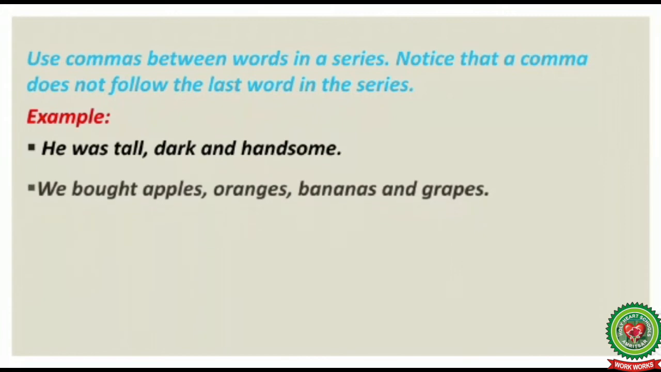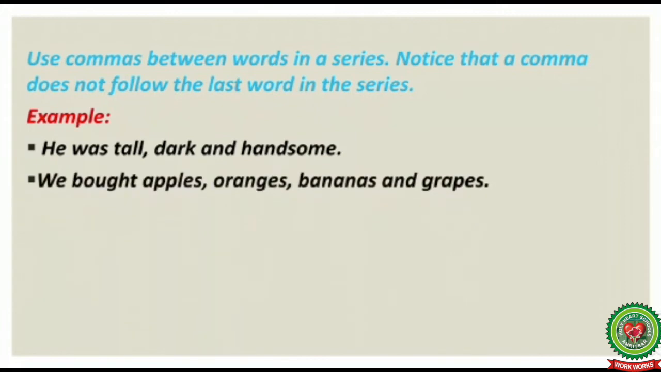Let us consider another example. We bought apples, oranges, bananas and grapes. Children, in this statement we are talking about different types of fruits. So we used comma after apples, oranges, but we used and after bananas.